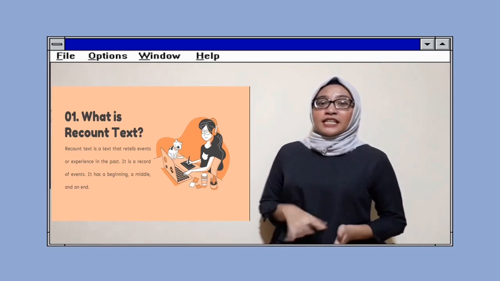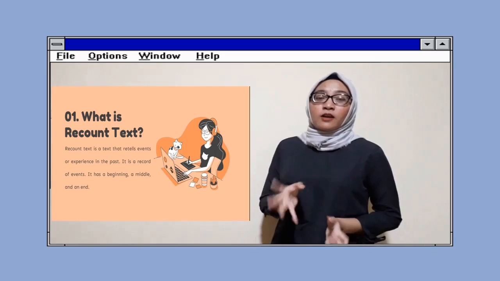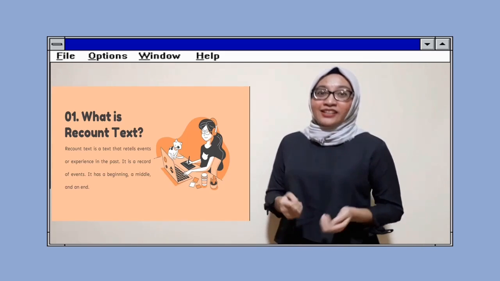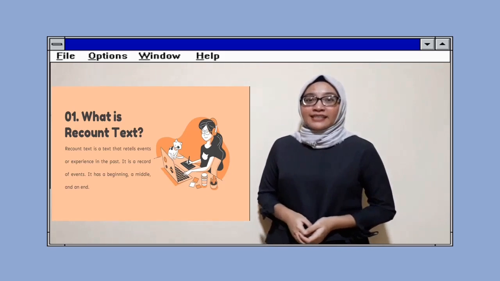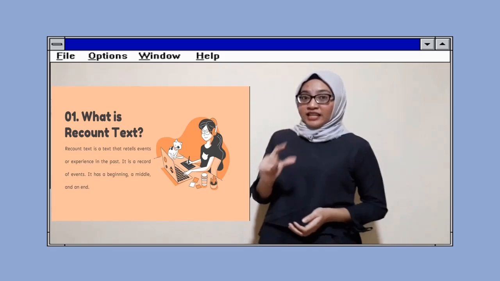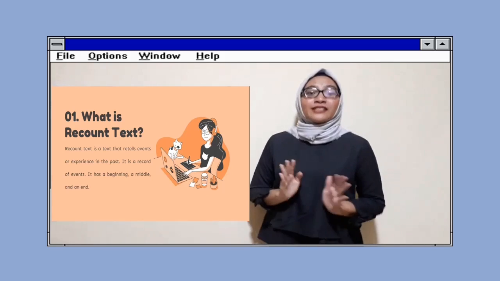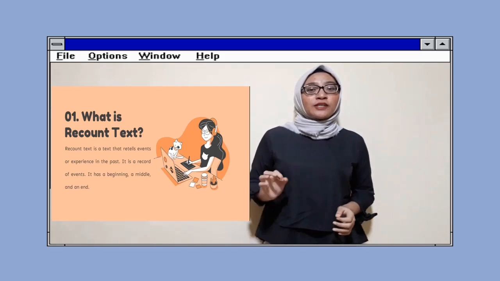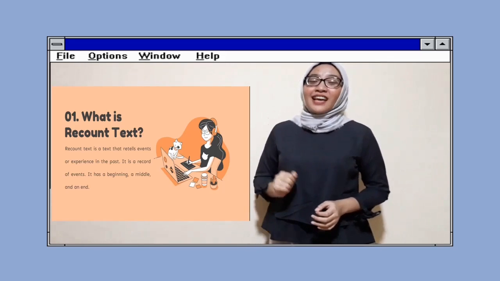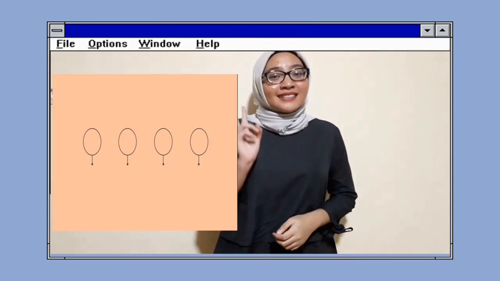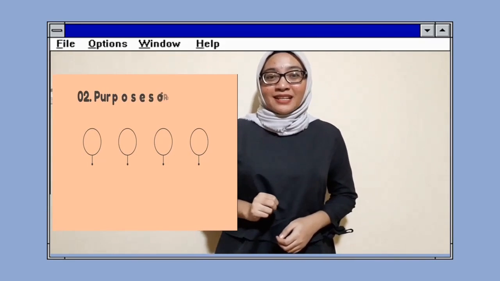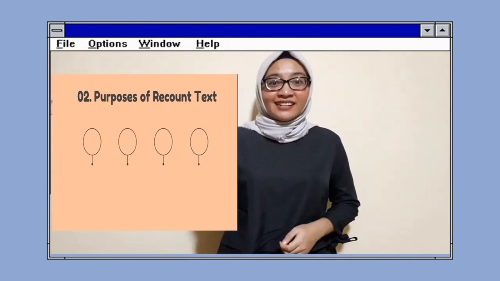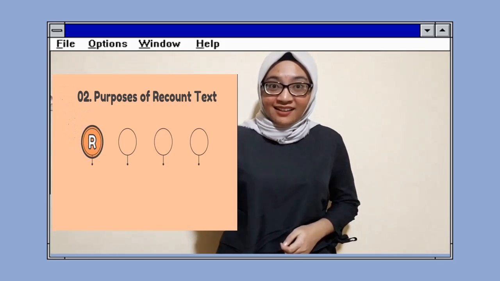So, basically, recount text is a part of your own personal experience as you are the main character in the story. Recount text can focus on a specific section of an event or retell the entire story of the event. Recount text should always be told in the order that things happen. Now, the second topic is the purpose. There are 4 purposes of recount text: R, I, L, and E.